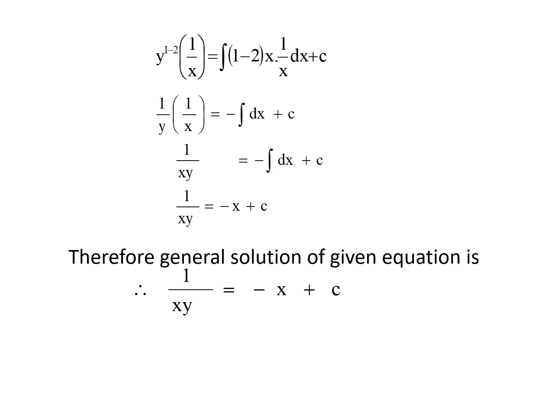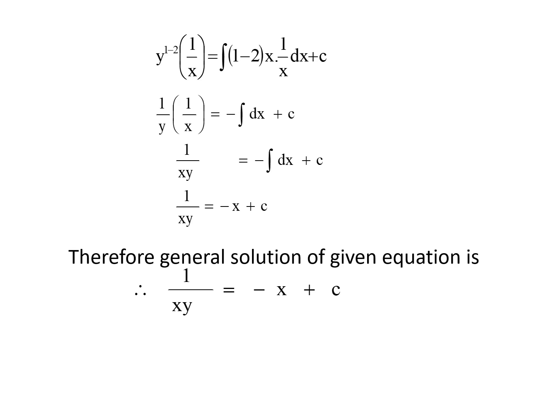After solving this, y to the power of 1 minus 2 means y to the power of minus 1. This can be written as 1 by y into 1 by x is equal to integral 1 minus 2, which becomes minus 1 now. So take the minus outside the integral. Here x and 1 by x get cancelled, so the leftover part is dx plus c. Move on to the next line.